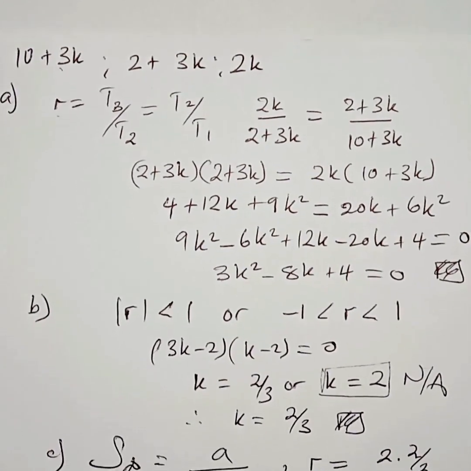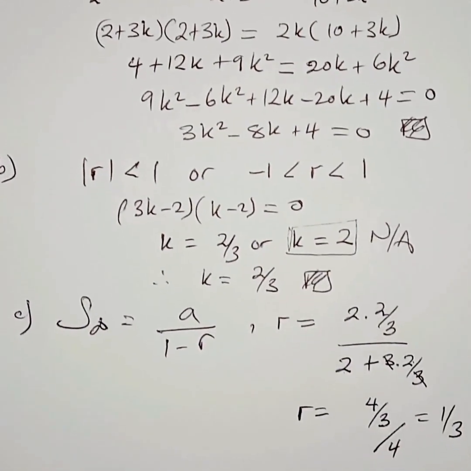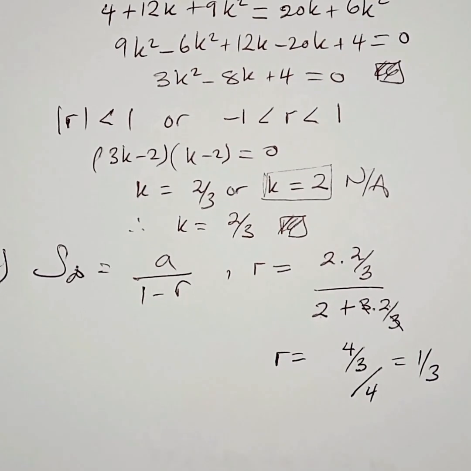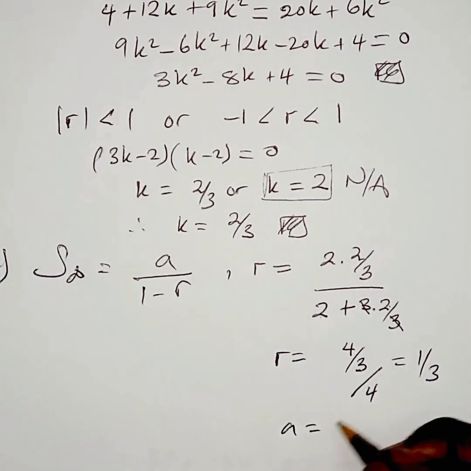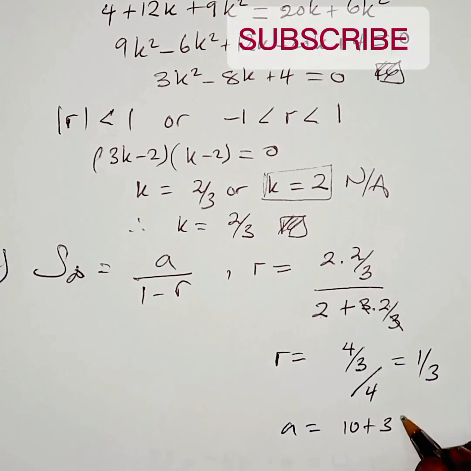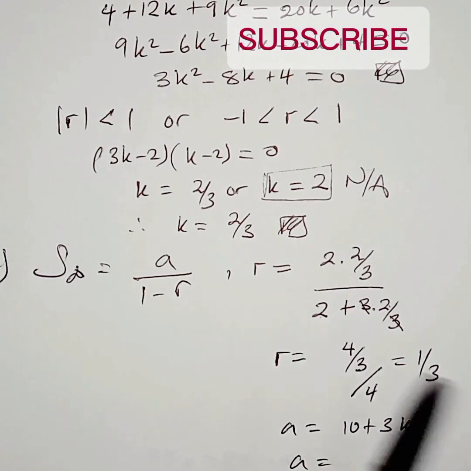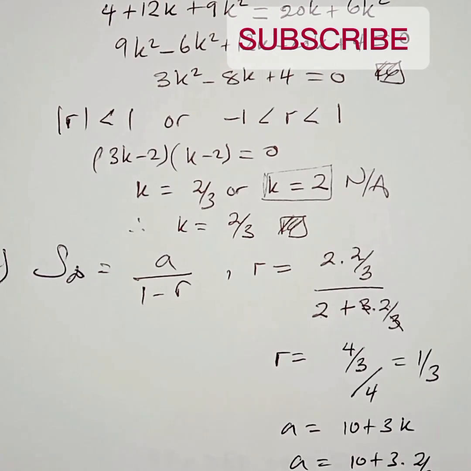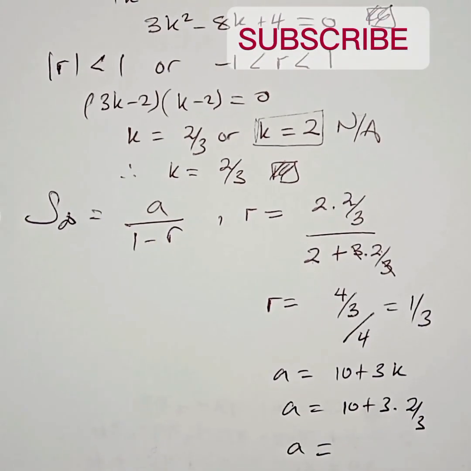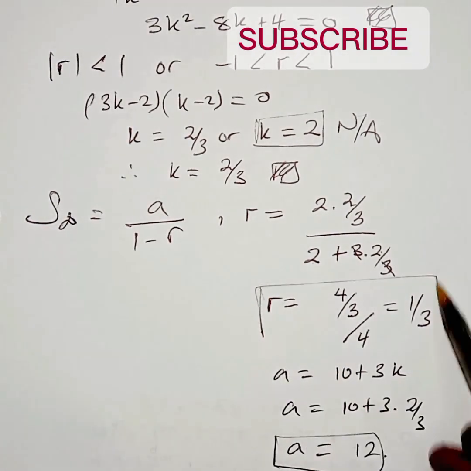So we're going to say a, we now have the value of k. So we say a is equal to 10 plus 3k. And we know that k is equal to 2 over 3. From above, we're going to have 10 plus 3 times 2 over 3. And that will give us a is equal to 12.